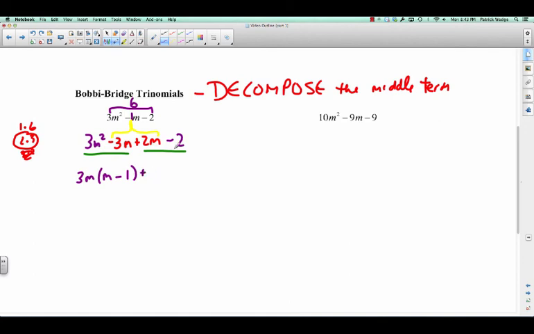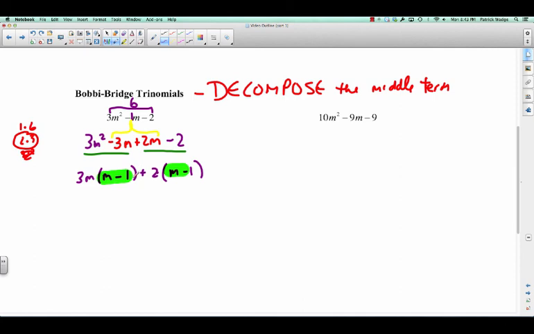What's the greatest common factor of these two? 2. What do you multiply 2 by to get 2m? M. What do you multiply 2 by to get -2? -1. I know I did it right. How come? Because I got the same thing in both of these brackets. If you get that, you know you've probably done it right.